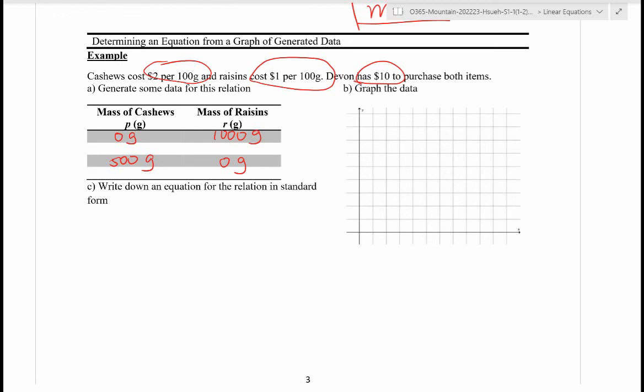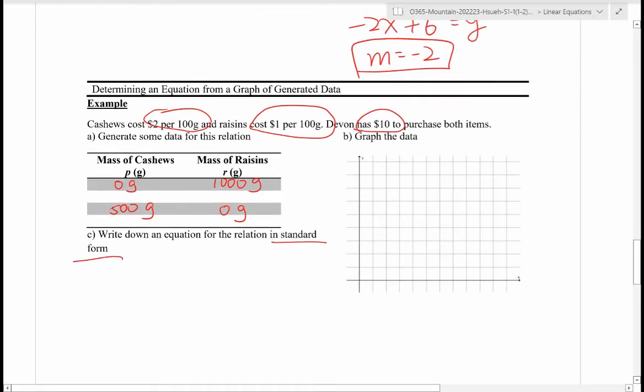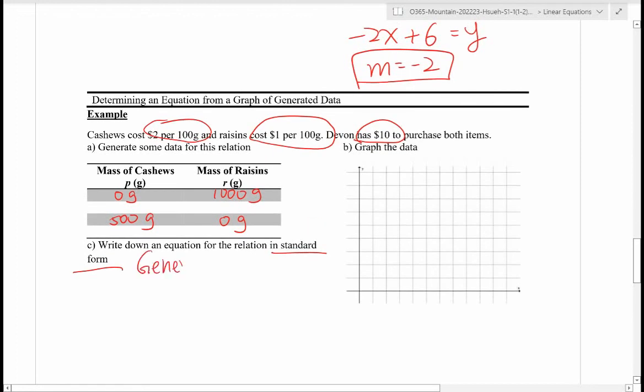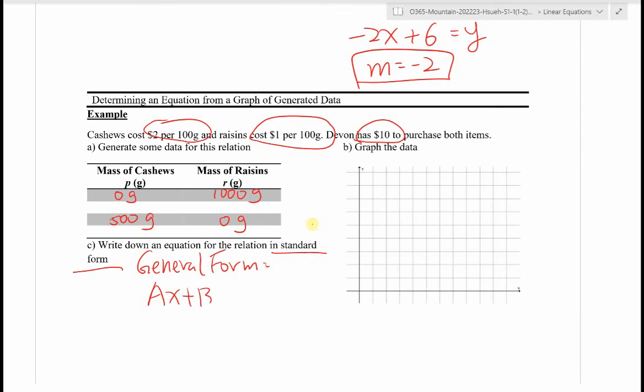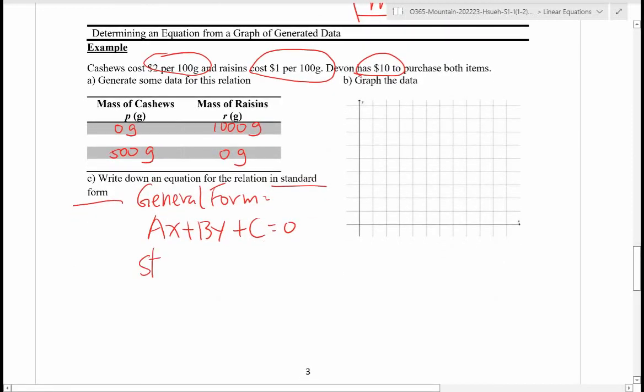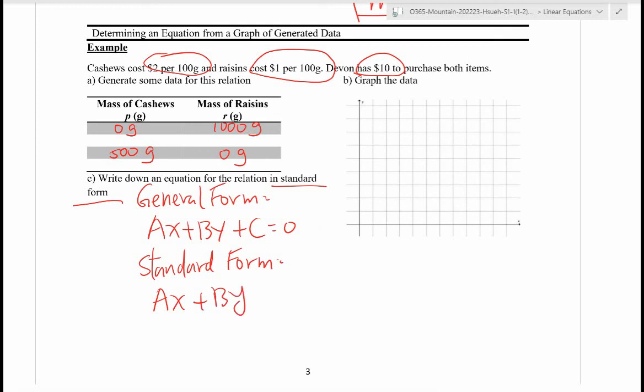Okay, so now, how do I come up with the equation here? Now, it says we want to write an equation in standard form. Okay, so now we haven't talked about what standard form is, because remember, general form is ax plus by plus c equal to 0. Standard form is actually quite similar. Standard form is ax plus by equal to c. Okay, so simply you're moving this constant to the right.